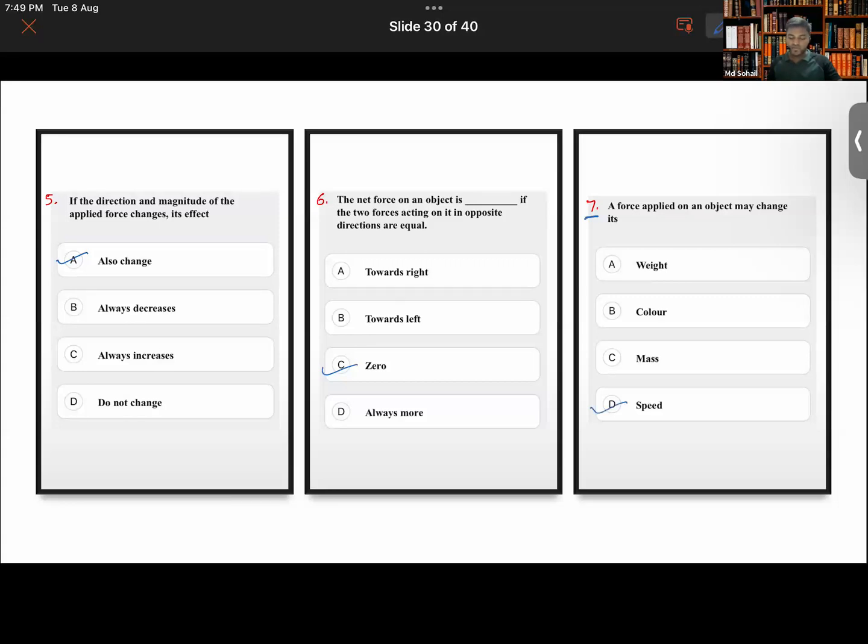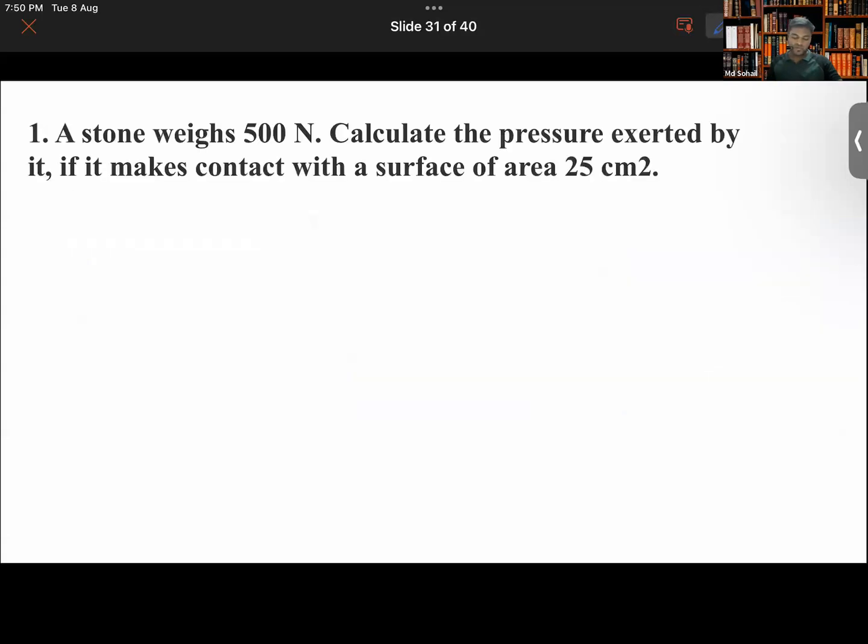So if force is applied on an object, it will change its speed. Mass will not change. It is a natural composition that is present in the body. Color will also not change. Neither will the weight change, because weight is basically the force with which the object is being attracted to the planet. Gravitational force.